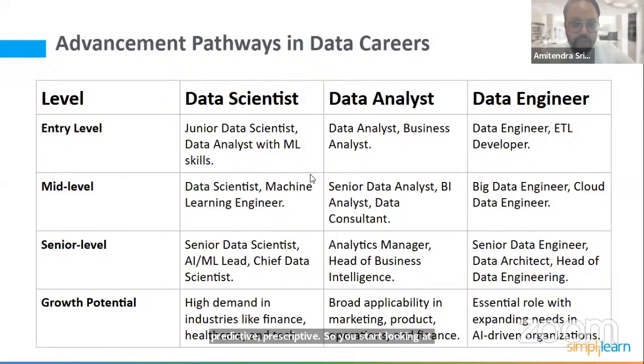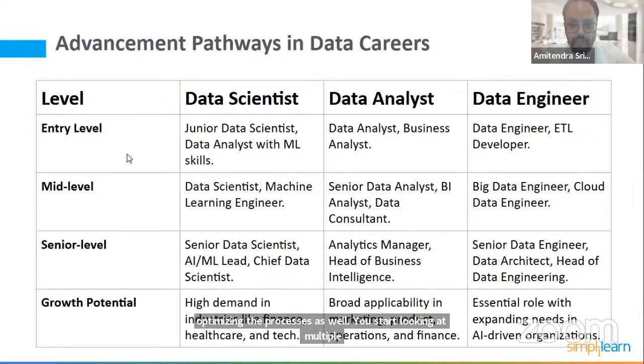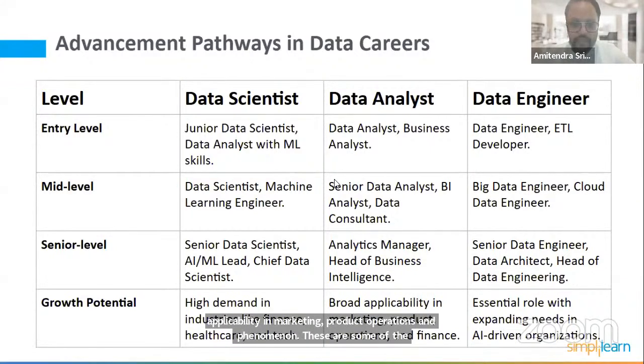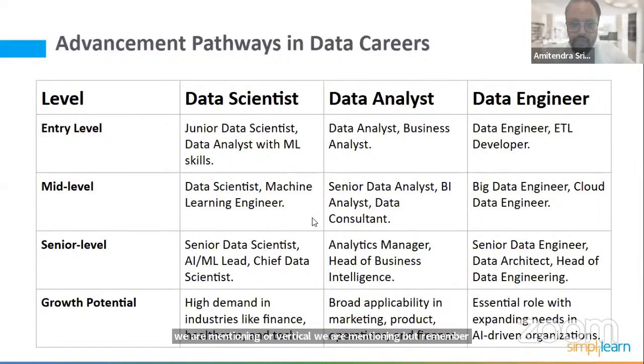You start looking at multiple departments and how they can be streamlined. So basically the job role will grow in terms of the extent of the spread that we have in analysis and in the business objective. At the senior level, you start working as analytics manager or head of business intelligence. This is again a job which involves handling a team. So technically, you should be very good at different concepts and you should know how a project works end to end. And then you have to handle a team. And growth potential, if you look at it, is broad applicability in marketing, product, operations, and finance. These are some of the verticals we are mentioning, but remember, these are concepts and tools which are handy in any organization, any industry.